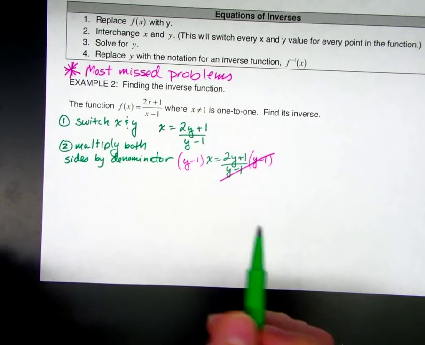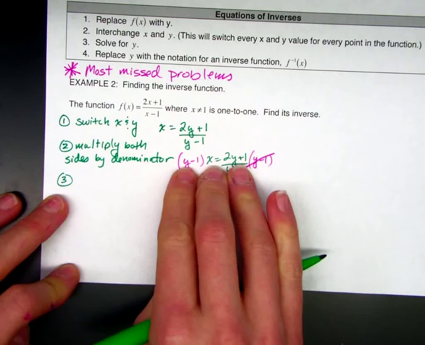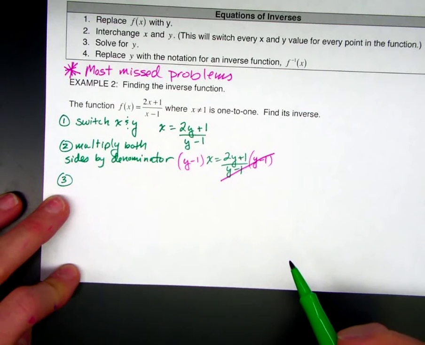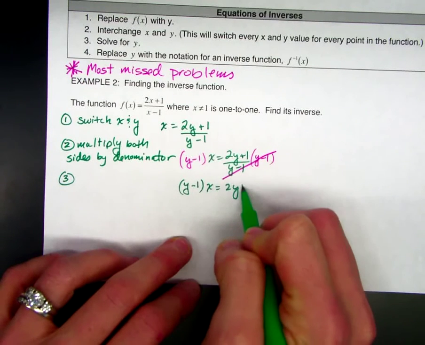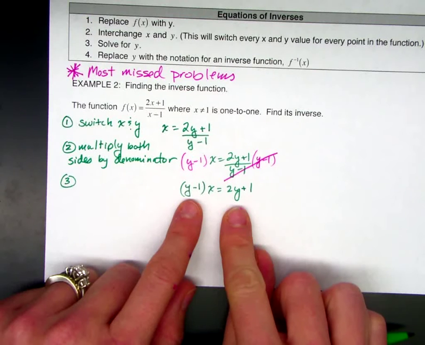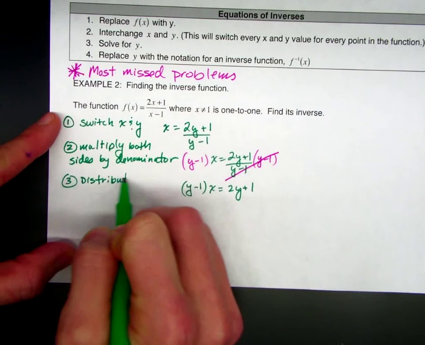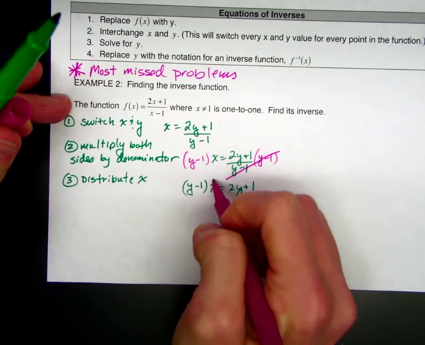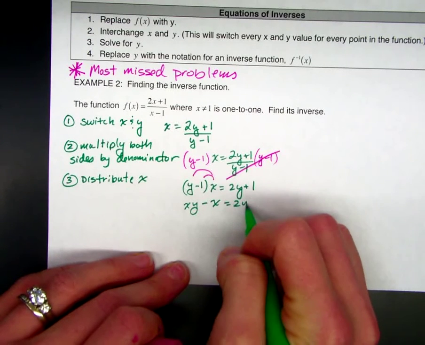Okay, what do you guys think the next step is going to be? If this is what you have, what are you going to do? Right now we have y minus 1 times x equals 2y plus 1. What would you do? If you have this, what do you think a good next step would be? Move all the y's to one side. Not yet. Yeah, thinking distribute x. Oh, great. So then we're left with xy minus x equals 2y plus 1.